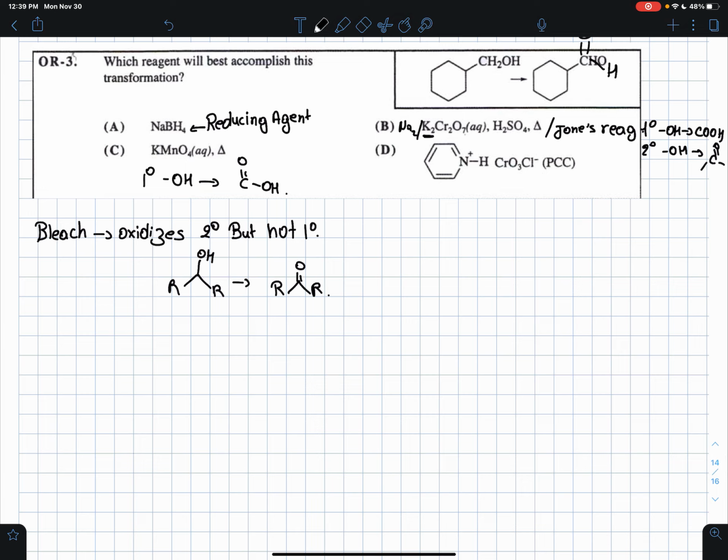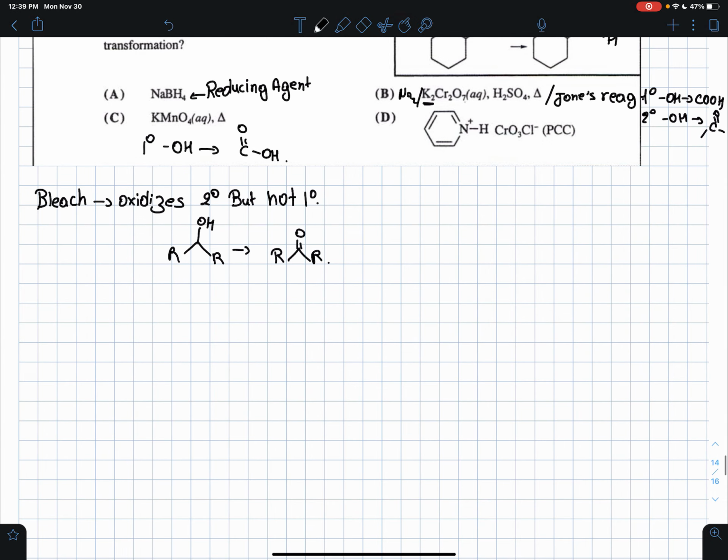conjugated. What I mean by conjugated is like it's in a benzylic position, so it will look something like that, and there's no H right here. Then in this case, yes, it will oxidize it, and it's a strong oxidizing agent. It's going to take it all the way to a carboxylic acid.